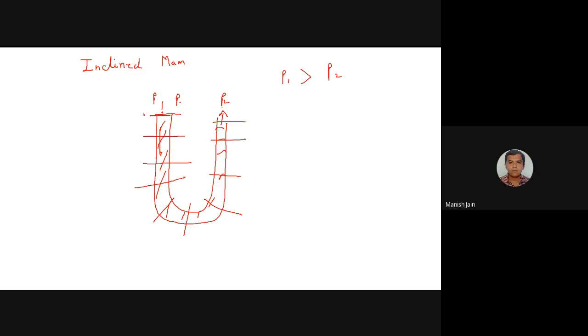Fluid is moving from point 1, suppose this is point 3, this is point 4, this is point 5, this is point 6, this is point 7, this is point 8, this is point 9, this is point 10, this is point 11. So fluid is moving from point 1 to point 3, point 3 to point 4, point 4 to point 5, point 5 to point 6, point 6 to 7, 8, 9, 10. Okay, that means if pressure at one point is P1, here pressure is P2, here pressure is P3, here pressure is P4, here pressure is P5. That means P1 is greater than P2, P1 is greater than P3, P4, P5.